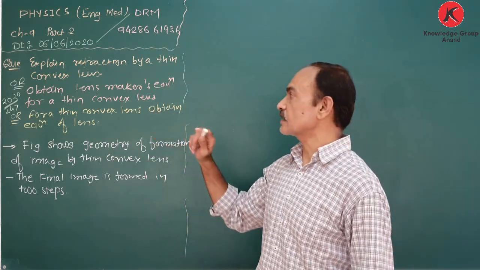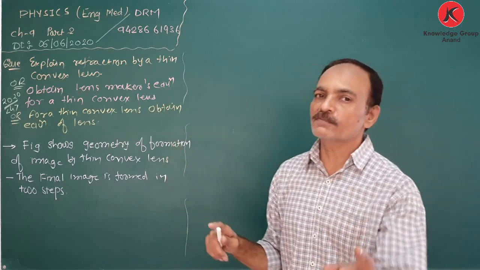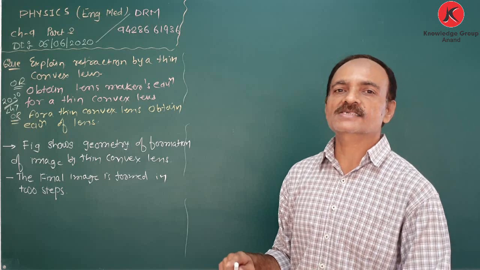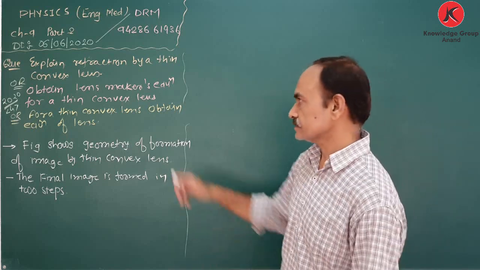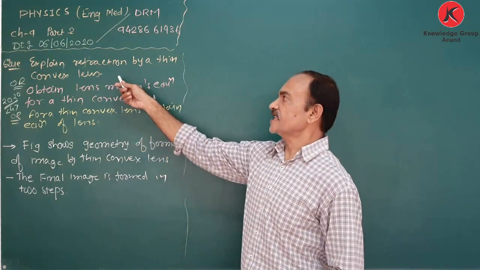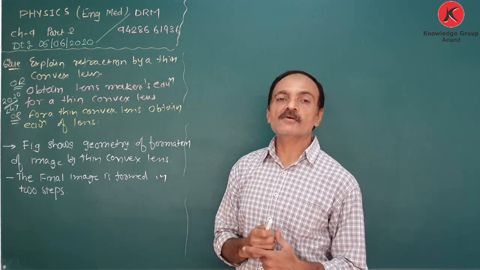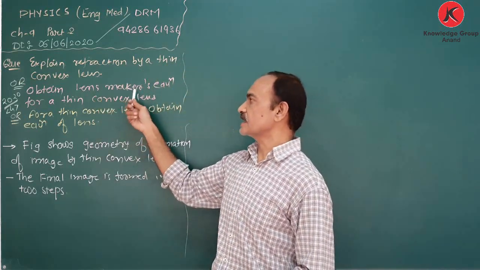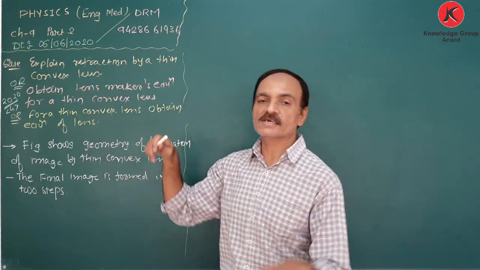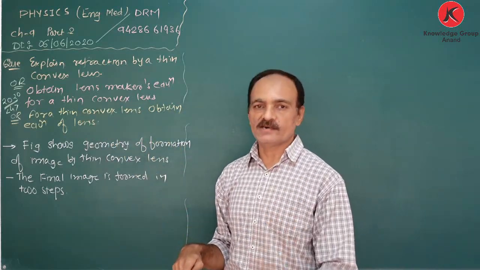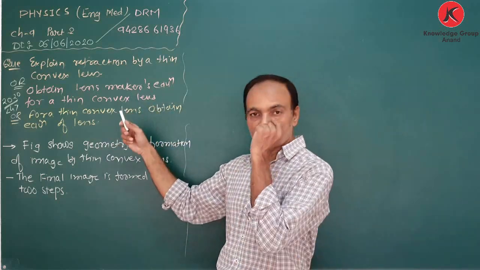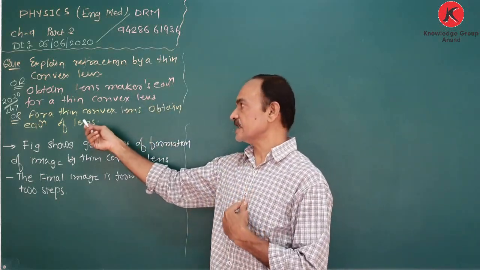Here we discuss the convex lens, and that is the most important question. This year, a 4 marks long question was asked: explain the refraction by a thin convex lens. This question is asked: obtain the lens maker's equation for a thin convex lens with diagram. 4 marks.